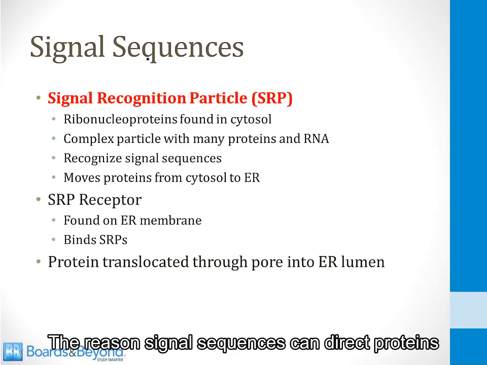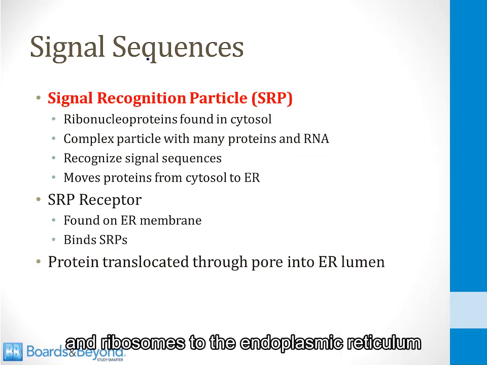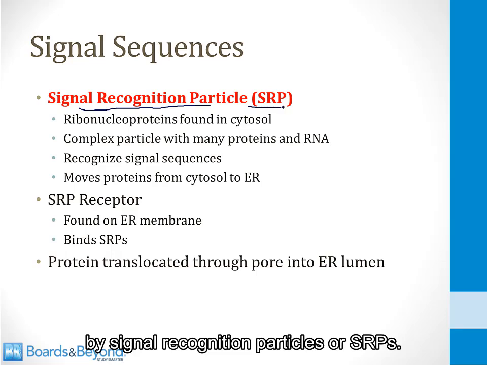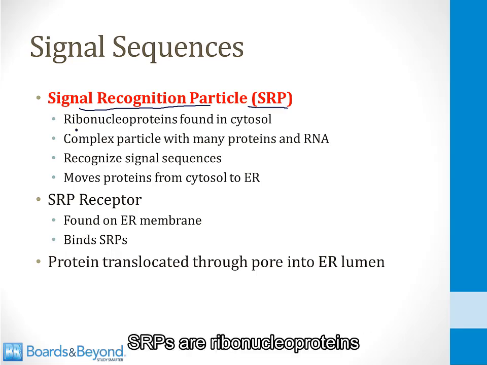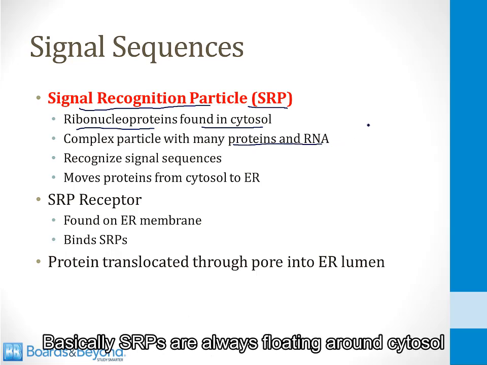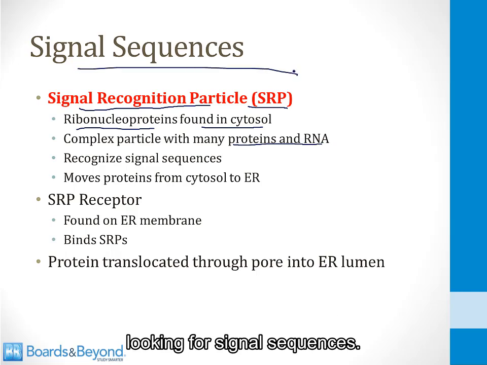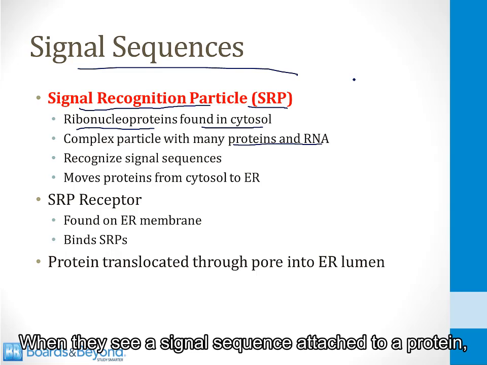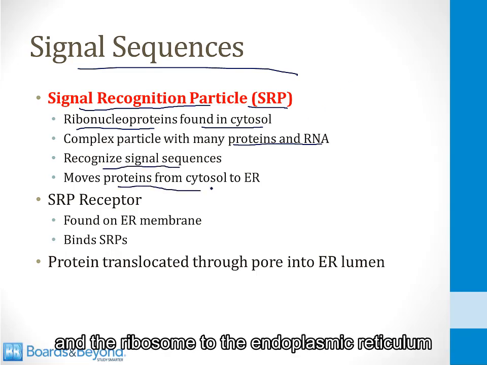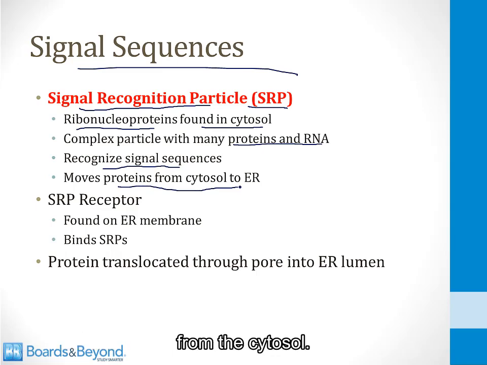The reason signal sequences can direct proteins and ribosomes to the endoplasmic reticulum is because signal sequences are recognized by signal recognition particles, or SRPs. SRPs are ribonucleoproteins, and they are found in the cytosol. They are complex particles made up of many proteins and RNA. Basically, SRPs are always floating around in the cytosol looking for signal sequences. When they see a signal sequence attached to a protein, they recognize the sequence, and they move the protein and the ribosome to the endoplasmic reticulum from the cytosol.